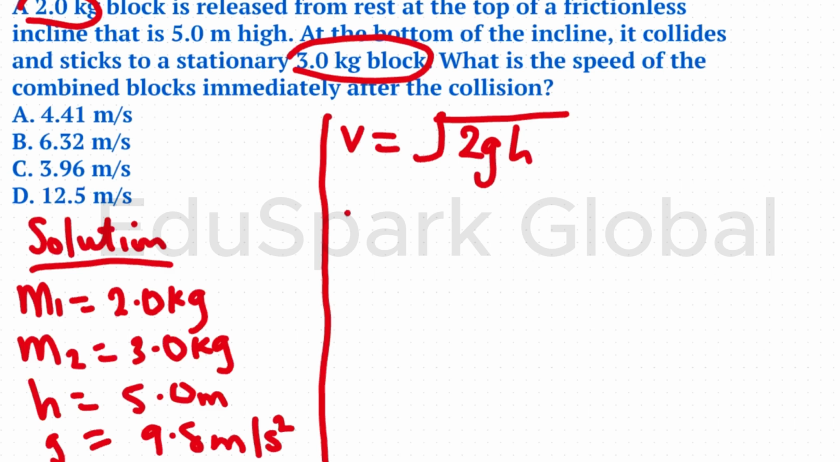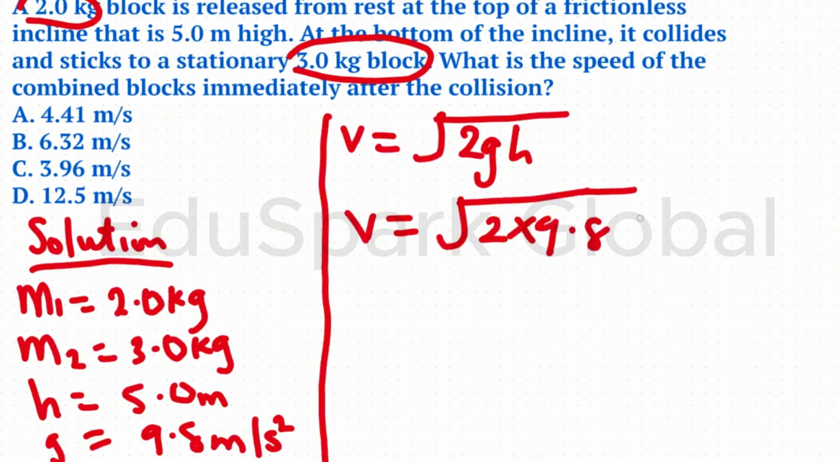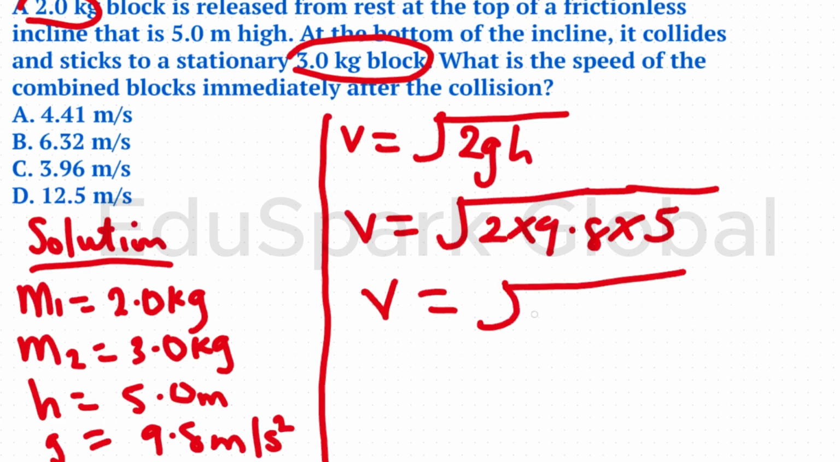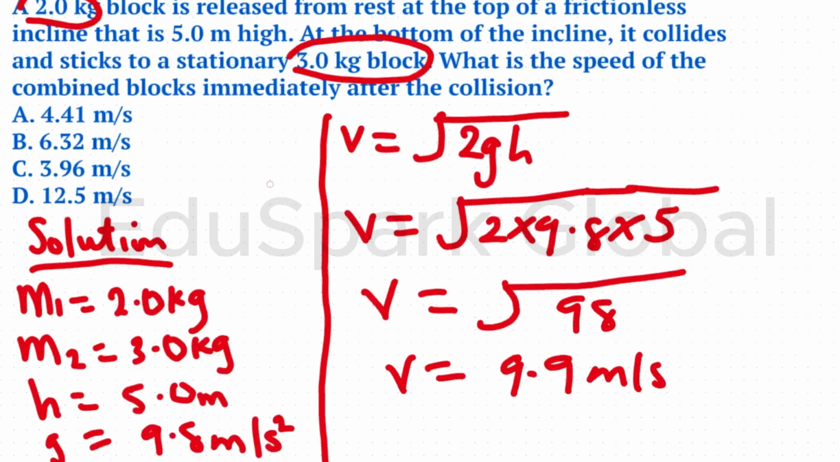We're going to have 2 times our g, which is 9.8, times our h, which is the height, which is 5. So that our v equals square root of 2 times 9.8 times 5, which will give us 98. So the square root of 98 is 9.9 meters per second. So we've got the velocity before collision. Let's call it v1, which is 9.9 meters per second.